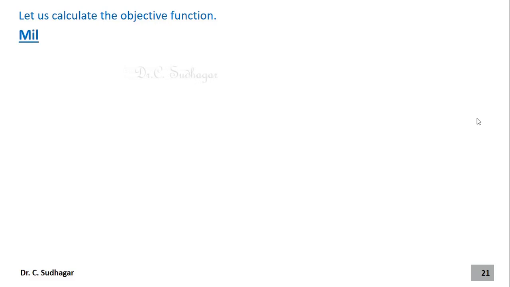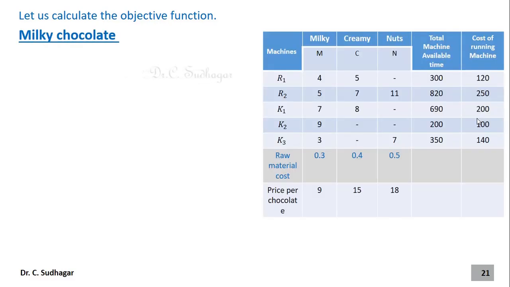So x1. The x1 milky chocolate is produced by using the machine R1 and box K1. Okay, so R1 and K1. To make a milky chocolate complete product, we should use the milk powder, how many hours per month it is available, and how much cost we are going to spend for running the machine. Okay, so these things we will calculate. Now for running the machine for 300 hours we are spending 120 real.